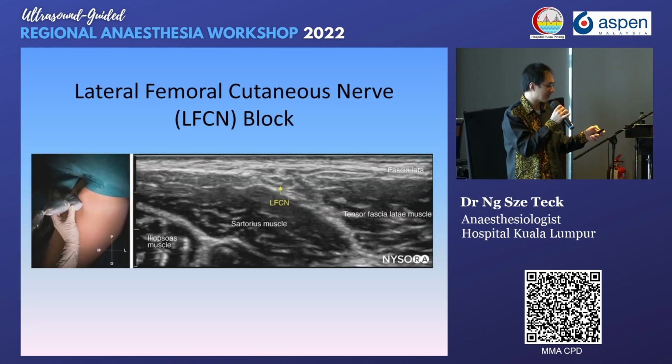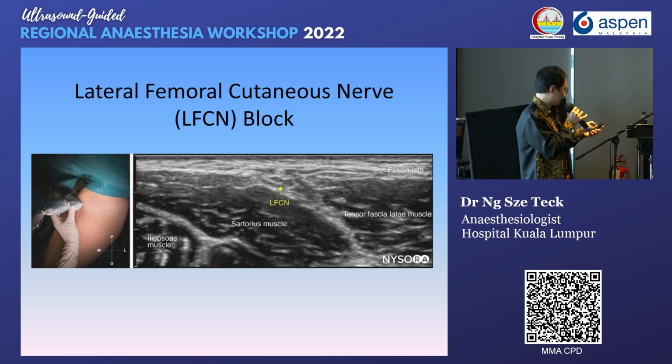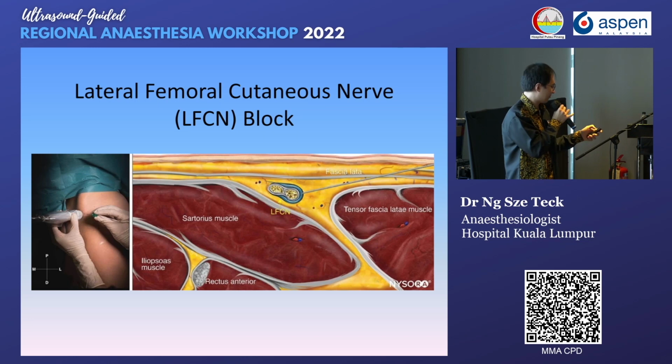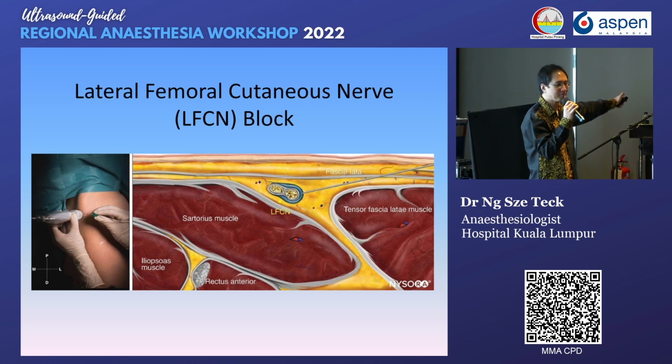This picture illustrates what I just meant. Below the ASIS, you find the sartorius and the tensor fascia lata. In between, or sometimes the nerve can travel into the sartorius also. Being a small nerve, it's very difficult to identify. But remember, it is very superficial, just underneath the skin.